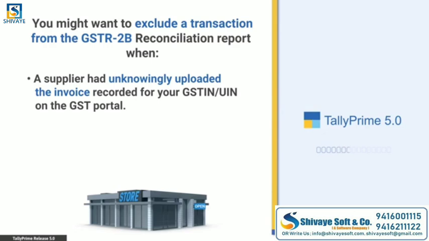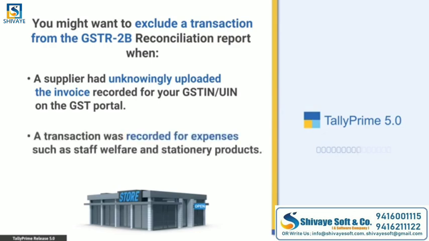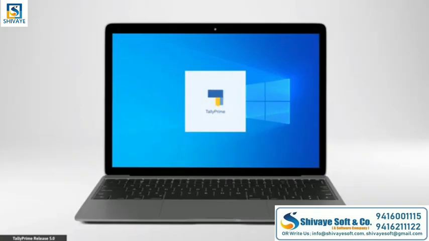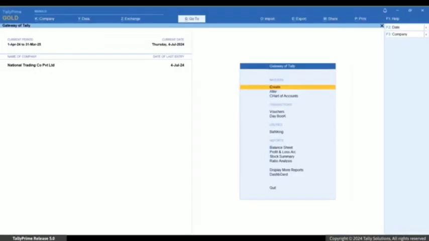In a different scenario, some invoices are rightly uploaded against your GSTN. However, since the transactions are recorded for expenses such as staff welfare, stationery products, and others, you don't want to avail the input tax credit or ITC. In such cases, you can easily exclude the transaction from GSTR2B reconciliation. Let's see how to do it.